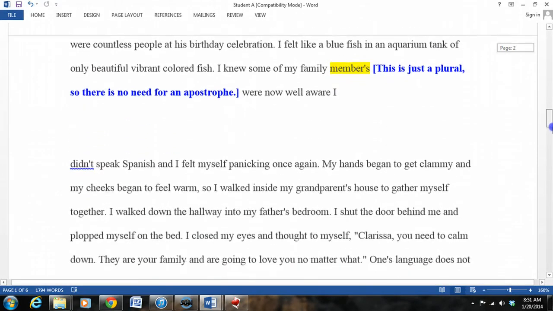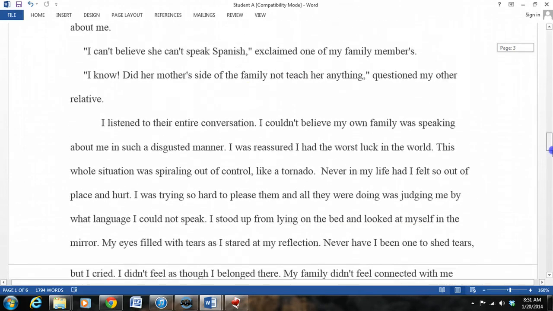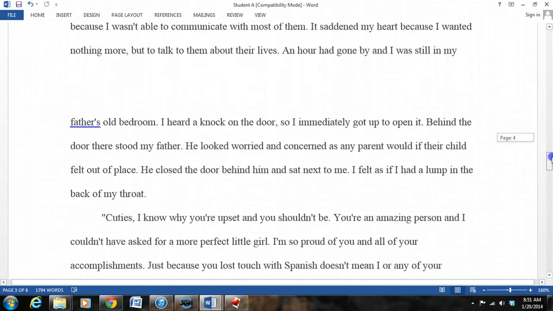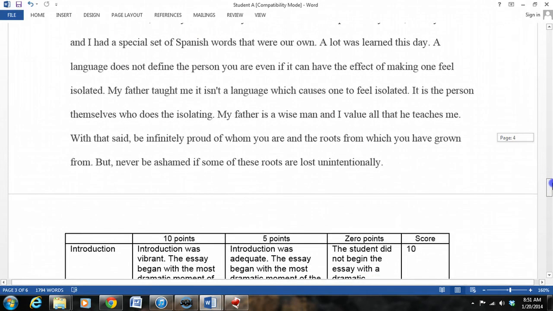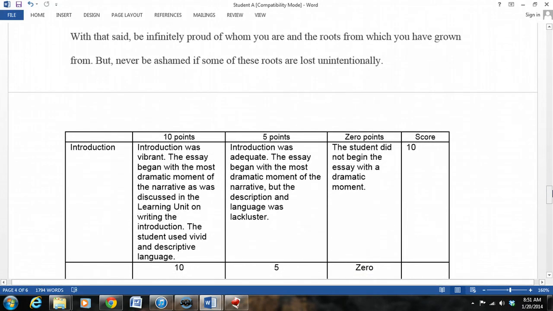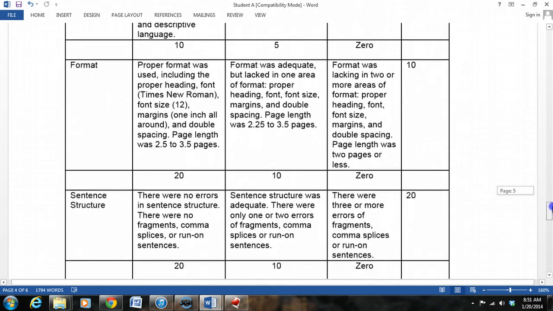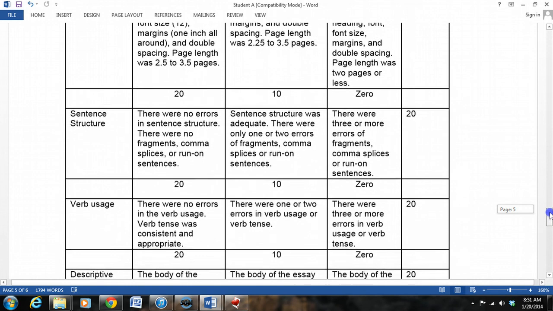A small apostrophe error. Notice the punctuation with quotations is all well done. We have the right page length. And I don't have a lot of comments up here. So this student got full points for a good introduction, full points for format, full points for sentence structure. I didn't find one single sentence structure error in the essay.